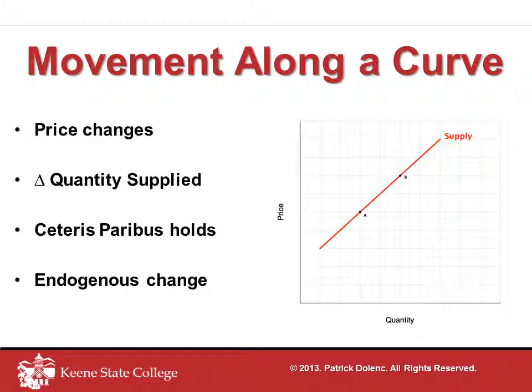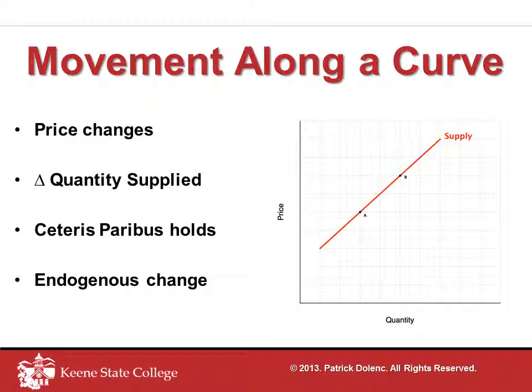A particular supply curve provides the price-quantity relationship holding all other things constant. If a price changes, that particular specific supply curve remains valid and helps us to understand how the change in quantity supplied will respond.